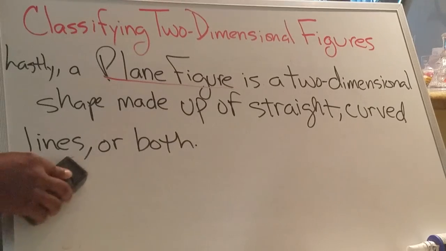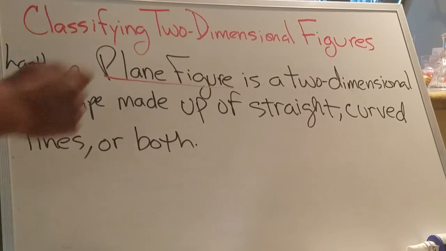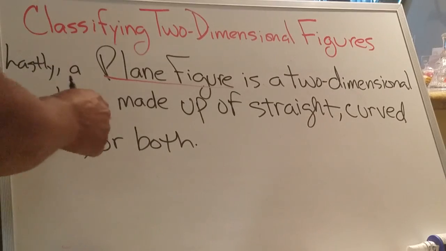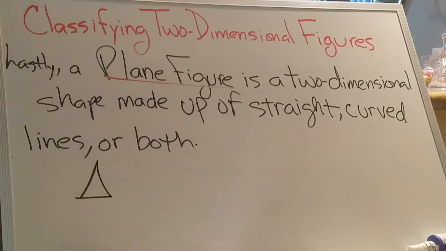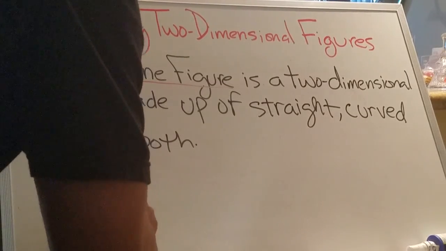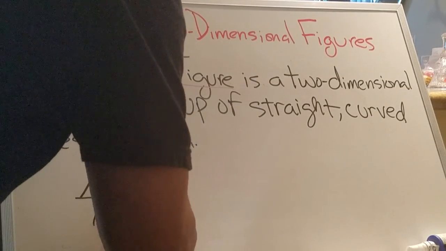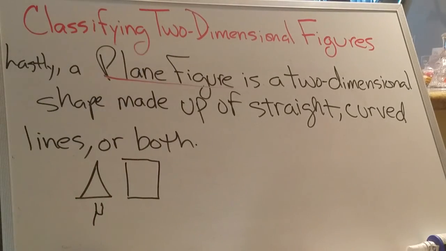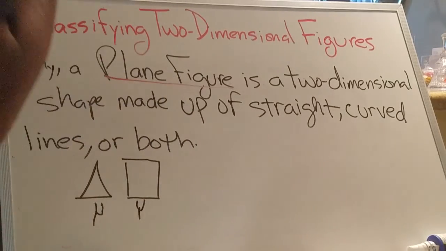So I want to show you something here real briefly. This is kind of a precursor for next week. You tell me right now, we're going to do this real fast, if this is a plane figure. What about a triangle? Is that a plane figure? Yes or no? I need you to yell it out. Yes. What about a square? Is that a plane figure? Yell it out. Yes, that's a plane figure.